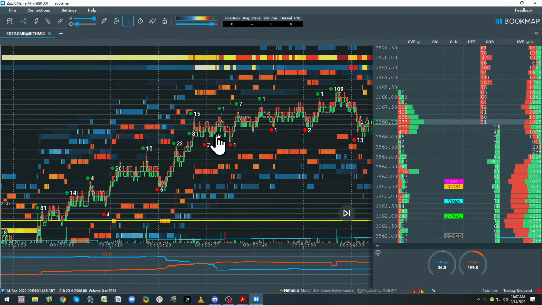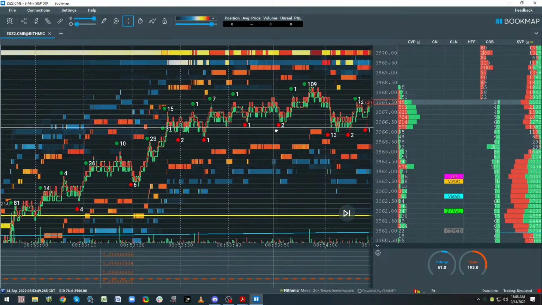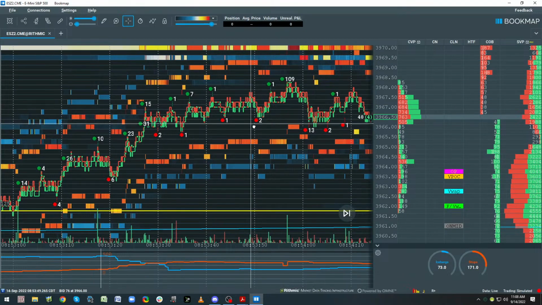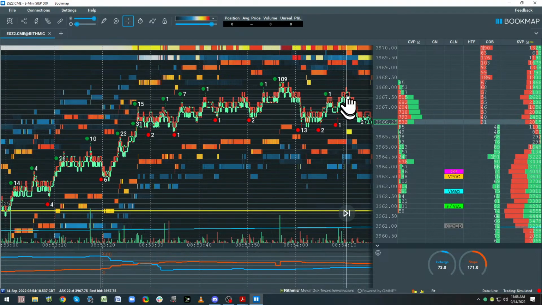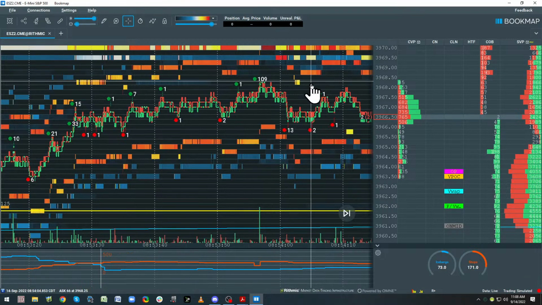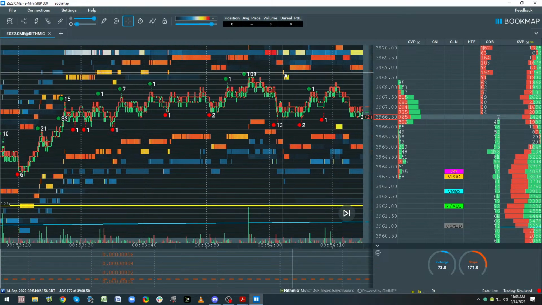Right here, you see the market going up and you see volume. Here is this high volume that is being built in here. So let's watch. Right here, we're pulling up and checking this volume. You notice there's no buyers sitting up here. Potential exhaustion.